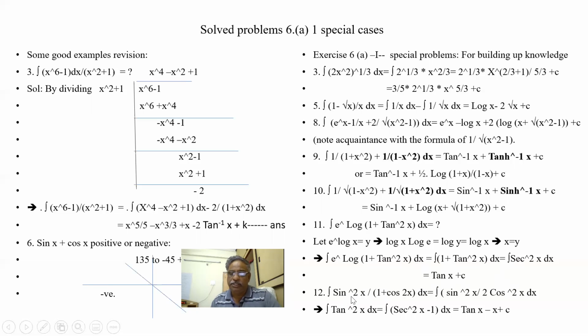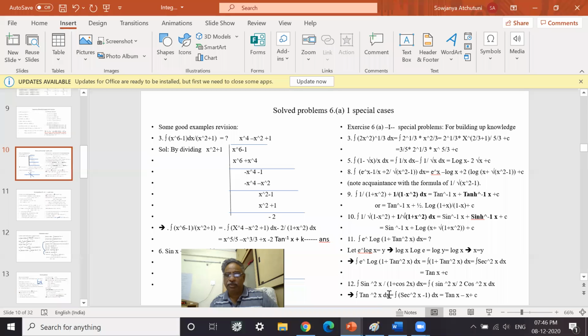Now let us say integration of sin square x by (1 plus cos 2x). So 1 plus cos 2x can be written as 2 cos squared x, since cos 2x is 2 cos squared x minus 1. These two get cancelled. So sin square x by 2 cos square x. That is integral of tan square x. Tan square x can be written as secant square x minus 1. So this is tan x minus x plus c.